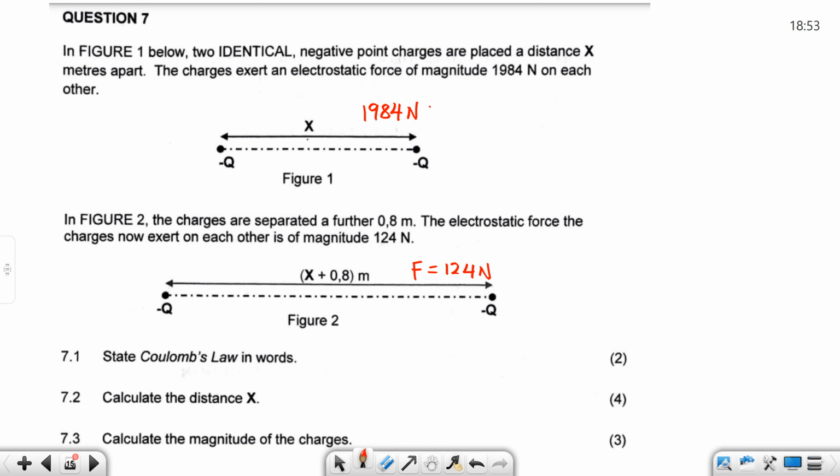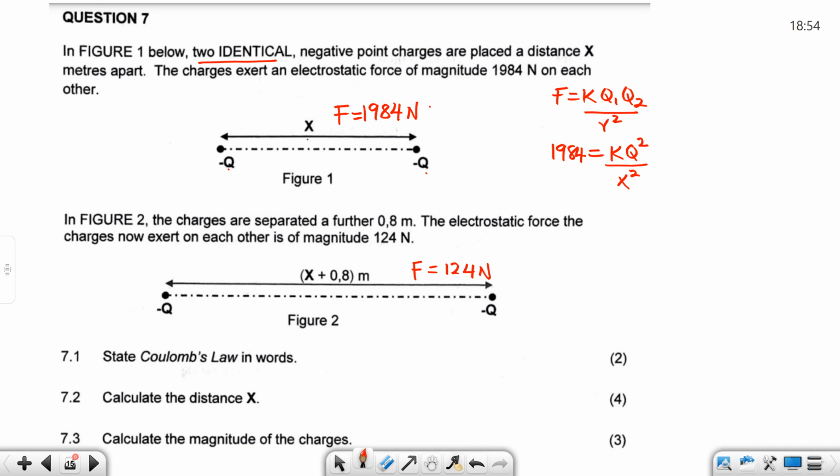Calculate the distance x. Okay, we don't know anything, but I see that we have two identical charges, and they give us F. But let's see. What can we get, even if we don't know what we're doing? Let's find an expression for F. F equals KQ1Q2 over r squared. Do I know my F? 1984. Let me just leave it as k for now. These charges are identical, so it's QQ, so can I say Q squared? What is the distance between them? x squared.